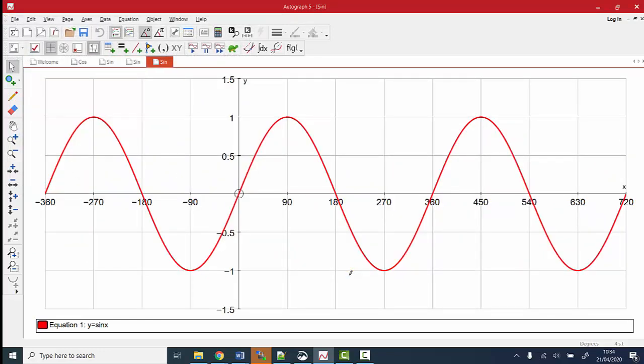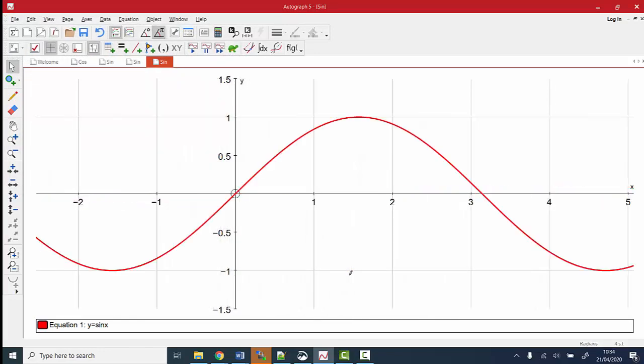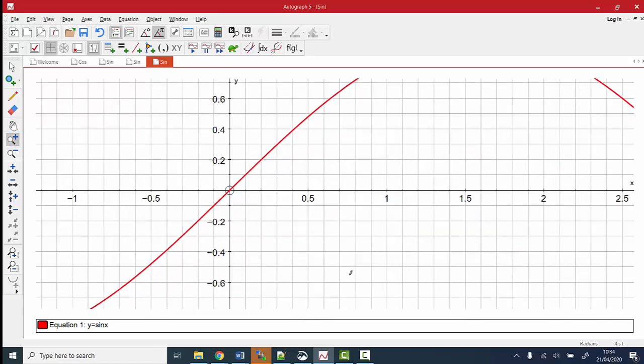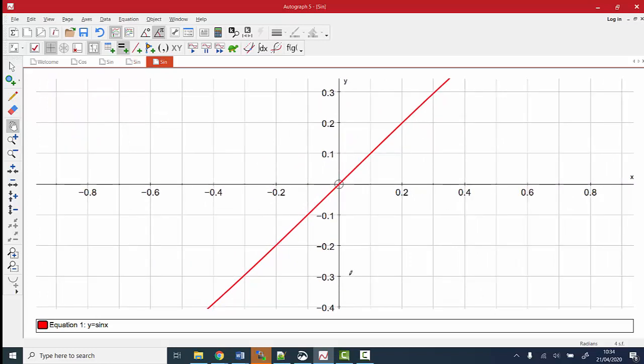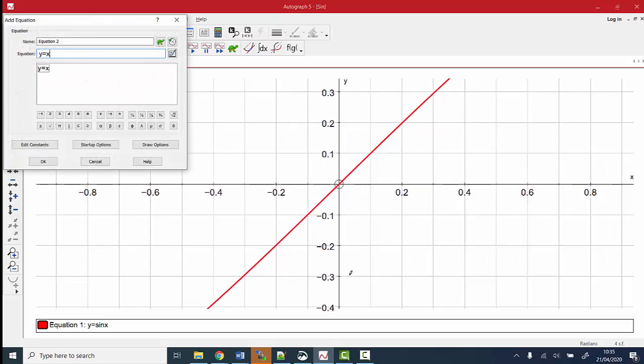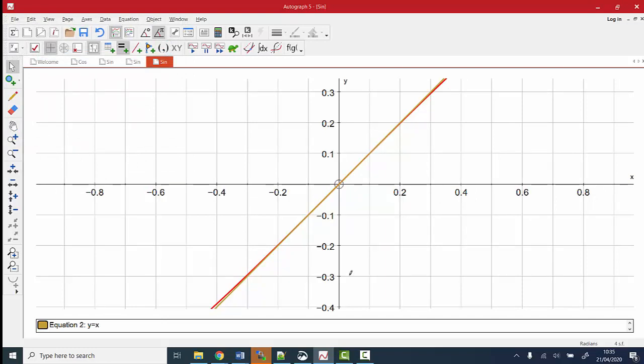Okay, so I'm going to square this up again, and I'm going to do it in radians again, and I'm going to look at what about if the angle is really quite small indeed. And look at that, our graph suddenly appears to be very, very similar to the straight line y equals x. You can see it does taper off a little bit at the ends there, but for when the angle is really, really small, then the graph of sine x can be approximated by the graph of y equals x.